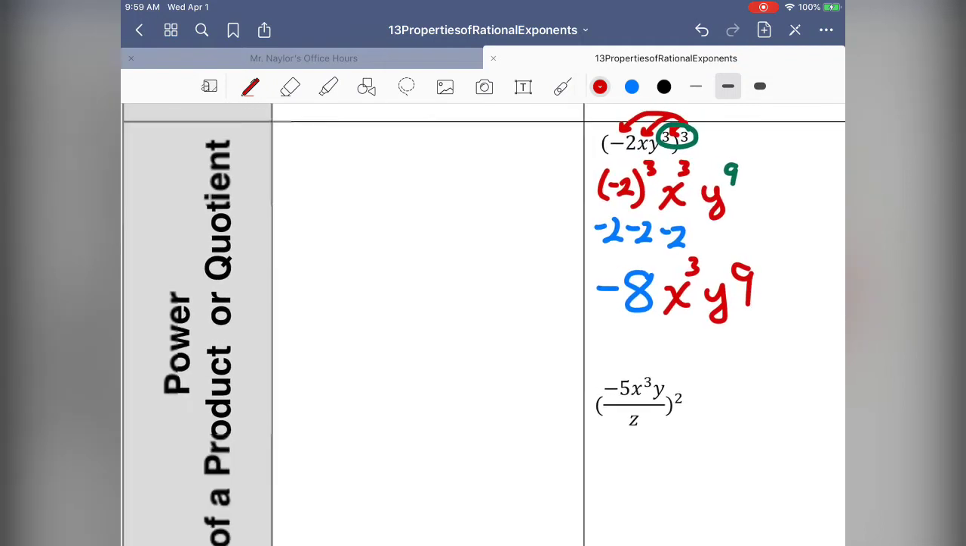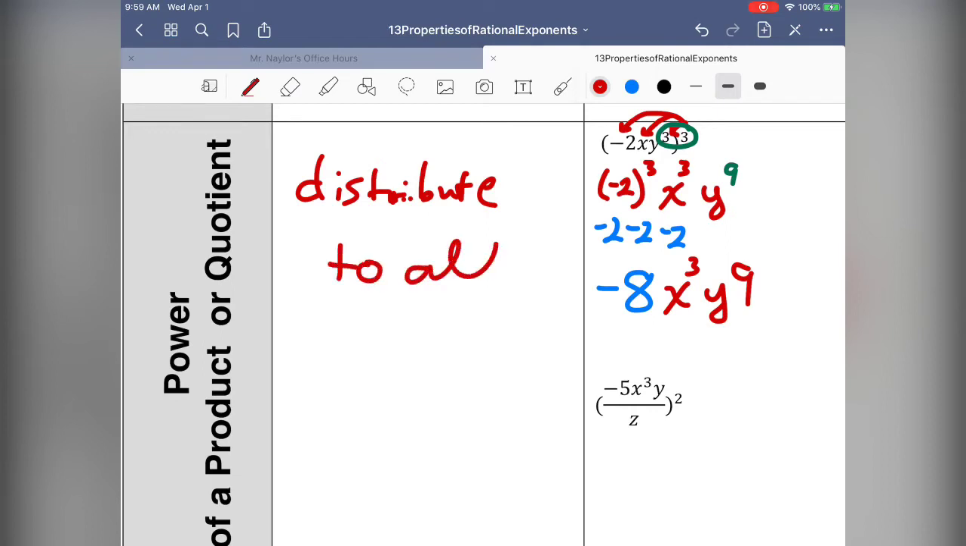So what did we do? We distributed, we applied. I'll use the word distribute, although technically maybe a better word to say here is that we would apply, but to all. You apply to all.